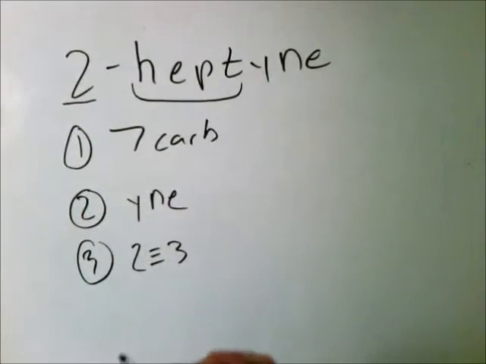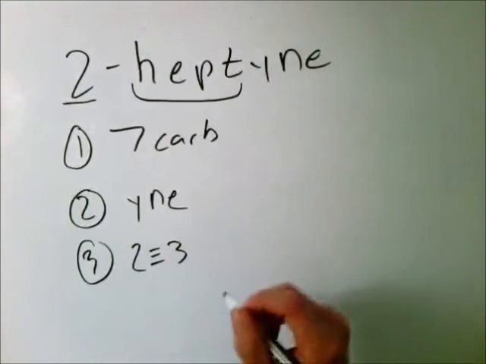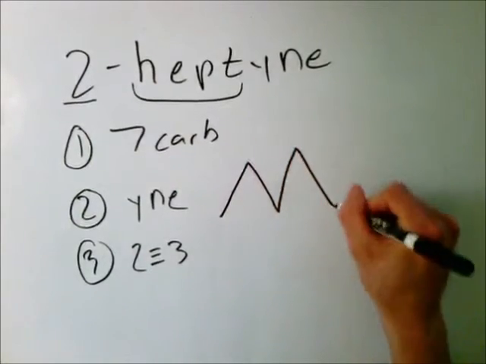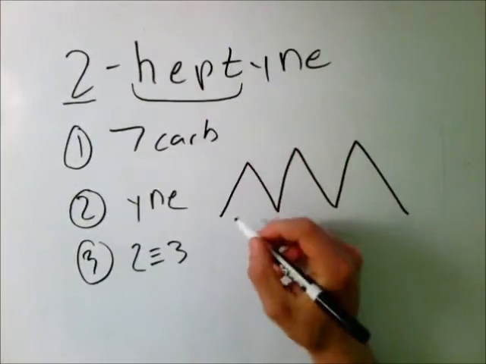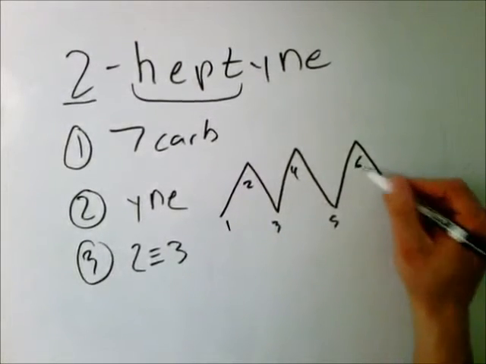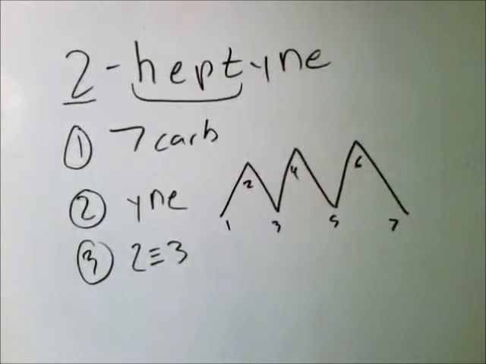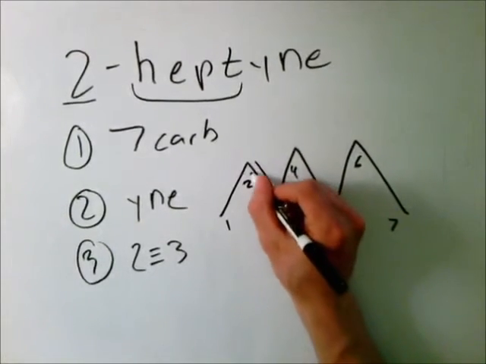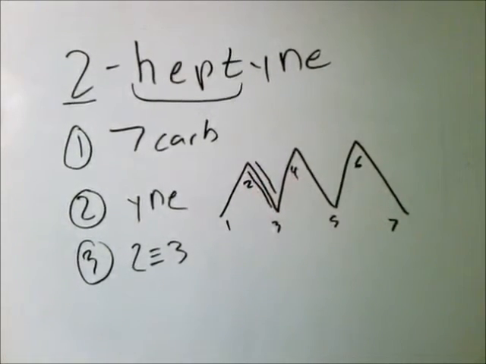Now all there is left to do, combine all the information. So 7 carbons, 1, 2, 3, 4, 5, 6, 7. Let's number them. 1, 2, 3. Now, just place your triple bond between 2 and 3 by placing 2 lines there. And you're done. It's as simple as that.